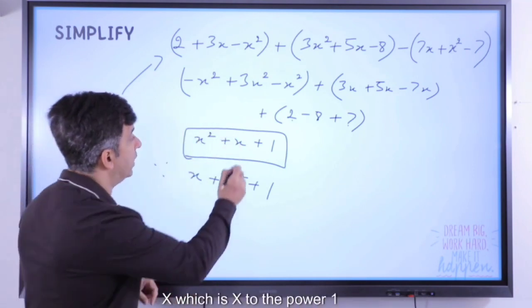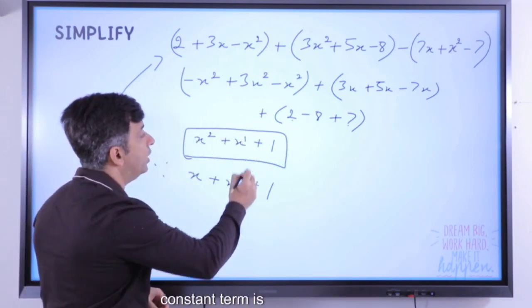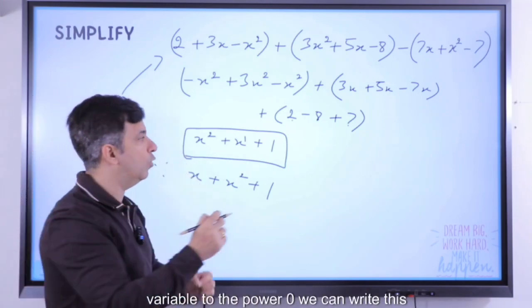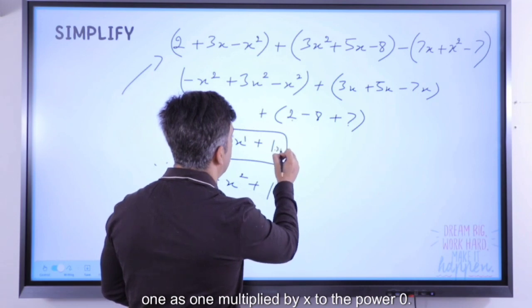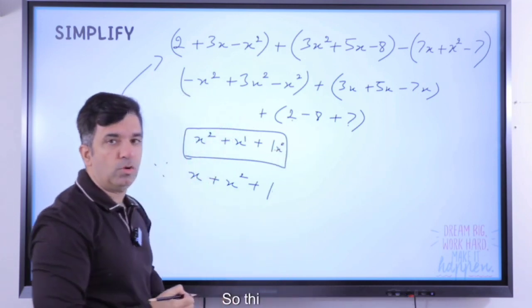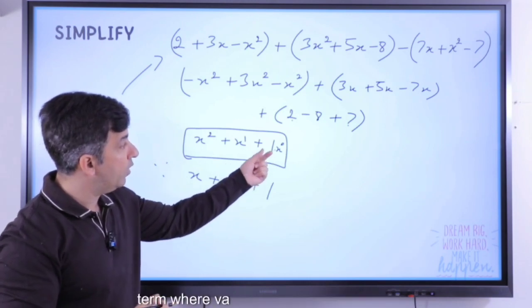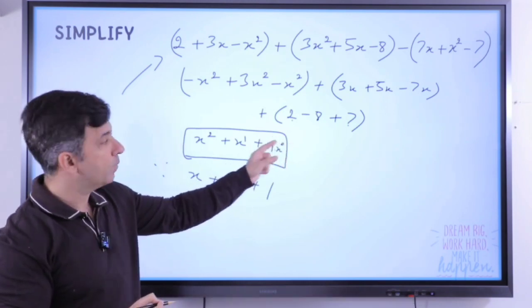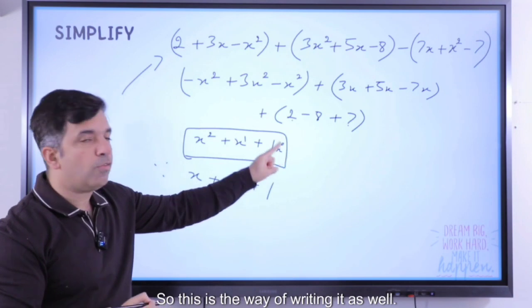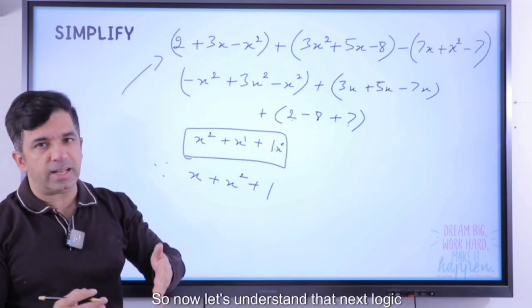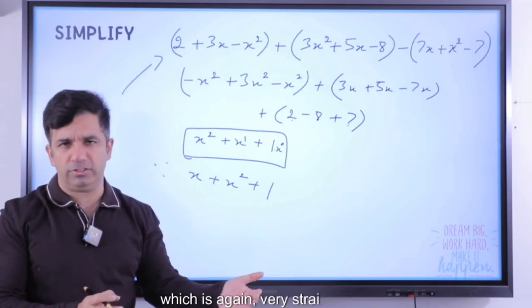Then it was x, which is x to the power 1. And the constant term is actually a term with variable to the power 0. We can write this 1 as 1 multiplied by x to the power 0. So this is the coefficient of a term where the variable has a power of 0. This is the way of writing it as well, and this is again very important. Now let's understand the next logic, which is again very straightforward.